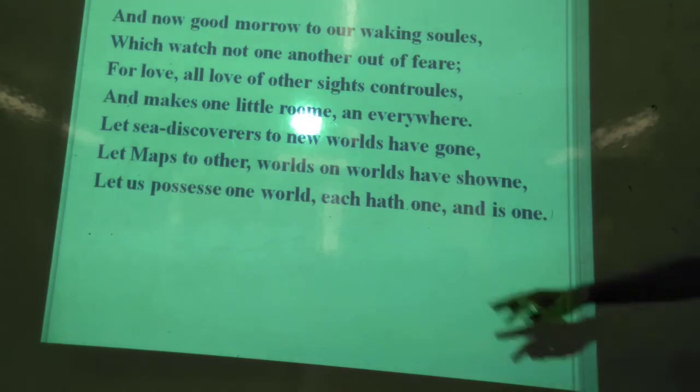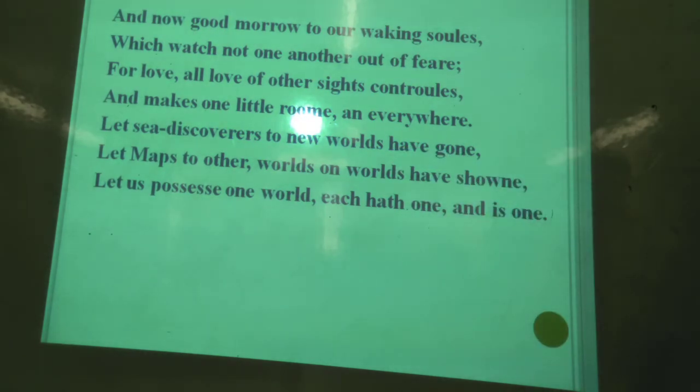And let's see, discoverers of new worlds have begun. The discoverers are discovering new worlds. But here the speaker, the man, declares: let them do their own work. It is not our task.